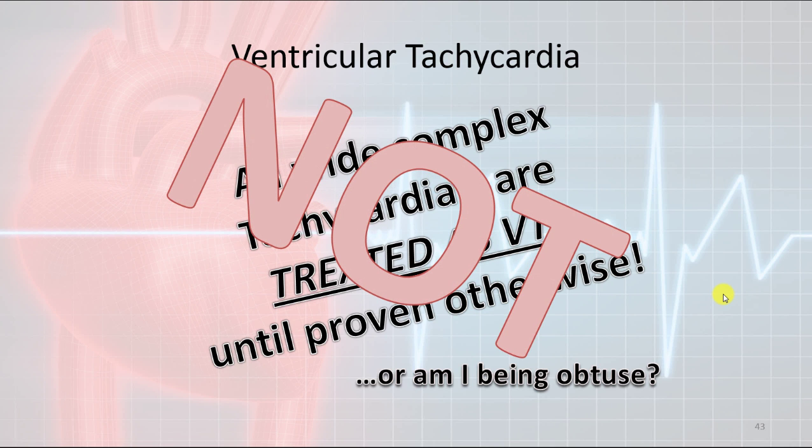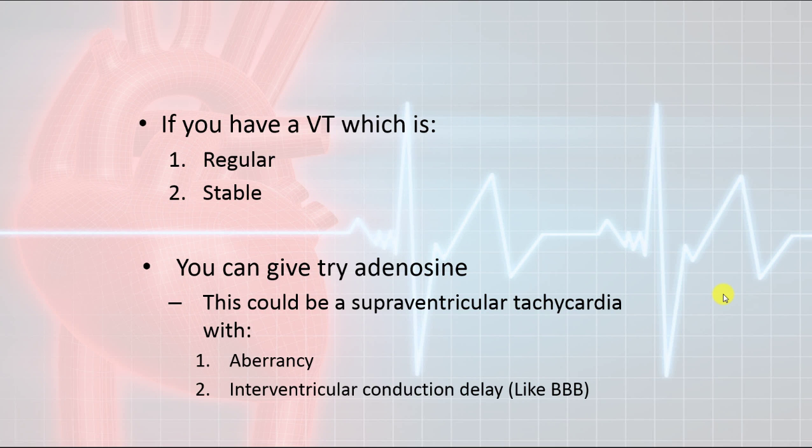This is not true anymore. Now, with better pharmacology and diagnostic tools and the information we have, not all wide complex tachycardias are ventricular in nature. It is possible for you to have a supraventricular tachycardia with an aberrancy that you can treat as supraventricular. In some cases, with a regular, stable, wide complex tachycardia, you can give adenosine to try to suppress the arrhythmia.